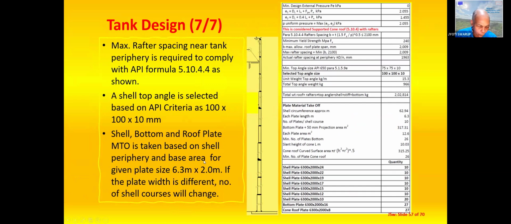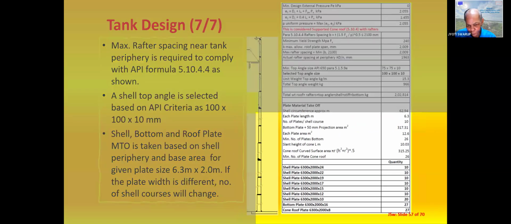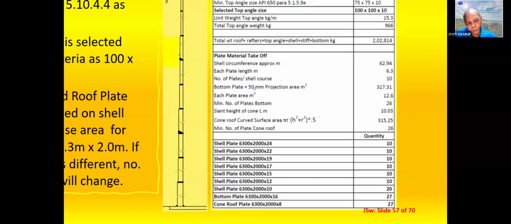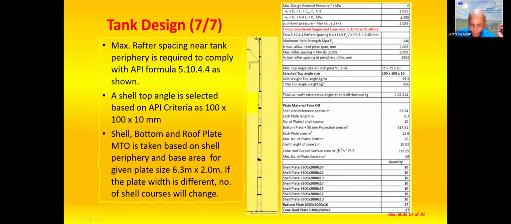Shell, bottom and roof plate MTO is taken based on shell periphery and base area for given plate size. The plate will be different in number for shell course width. So you calculate finally how many shell plates are required. So 24 thick 10 plates, 22 thick 10 plates, and so on. You calculate the quantity, calculate the structural quantity, and that will give you the proper MTO for the tank design. This is the output that you get from the tank design detail.